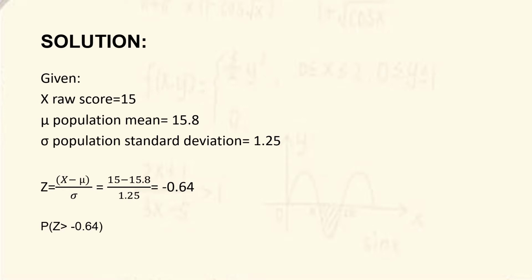You just have to substitute the values. So we have 15 minus 15.8 all over 1.25, and we will get the answer, which is negative 0.64. We now have the probability of z is greater than negative 0.64.